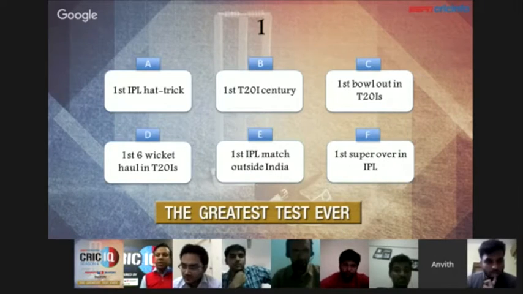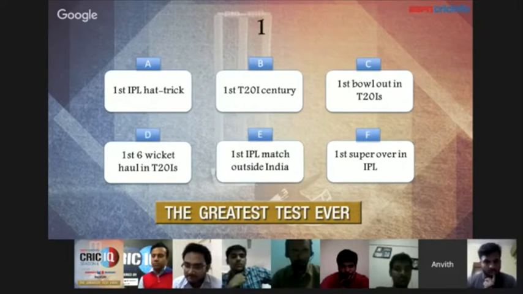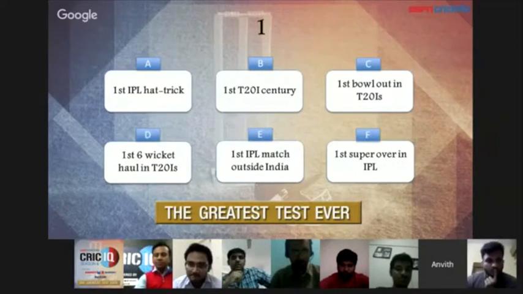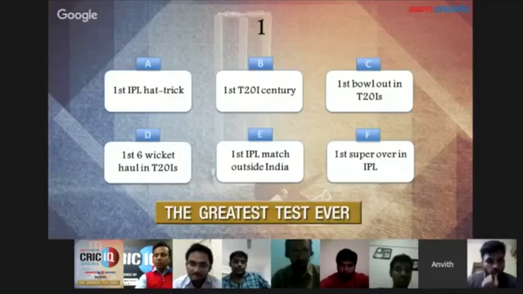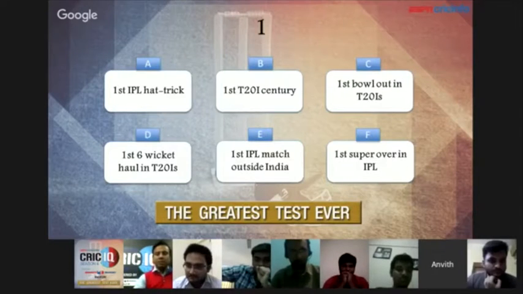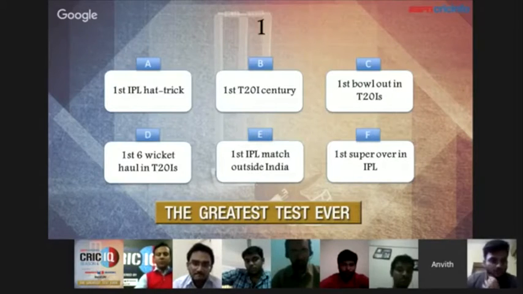IPL hat-trick, T20 international century, first bowl-out, first 6-wicket haul in T20 internationals, first IPL match outside India, first super over in IPL. Okay. Yes, Ambuj. So first is the first T20 century. Then first bowl out in T20. Then first IPL match outside India. Then first IPL hat-trick. Then first super over in IPL. And then first 6-wicket haul in India.